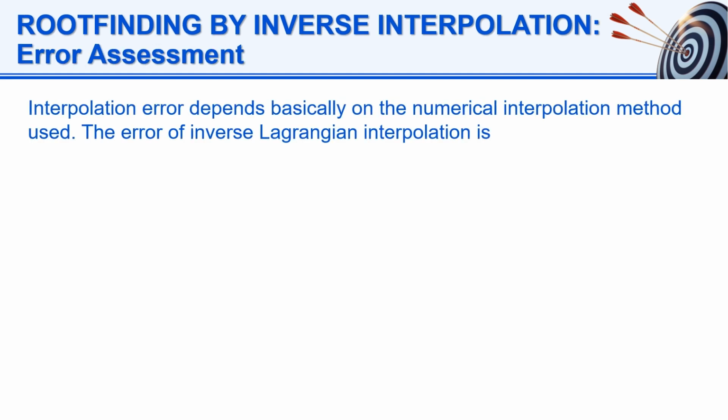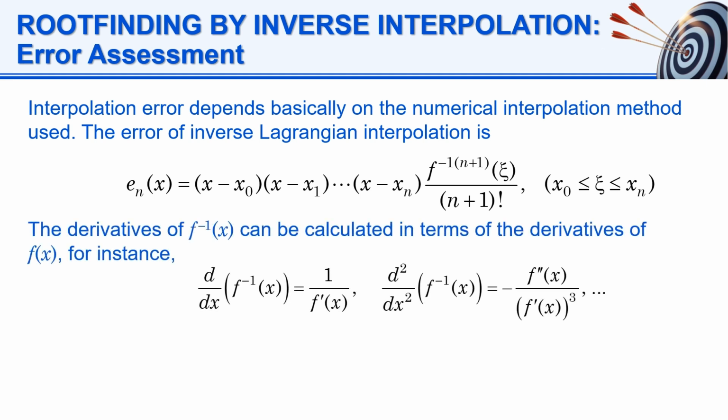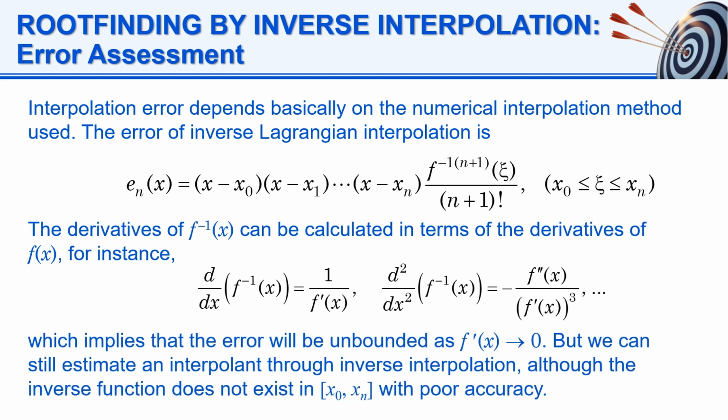Interpolation error depends basically on the numerical interpolation method used. The error of inverse with Lagrangian interpolation is given by the following expression. The derivatives of the inverse f(x) can be calculated in terms of the derivatives of f(x), which implies that the error will be unbounded as f prime (x) goes to 0. But we can still estimate an interpolant through inverse interpolation, although the inverse function does not exist in the interval from x0 to xn, with poor accuracy.